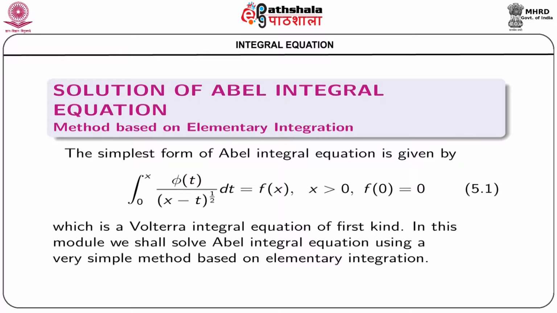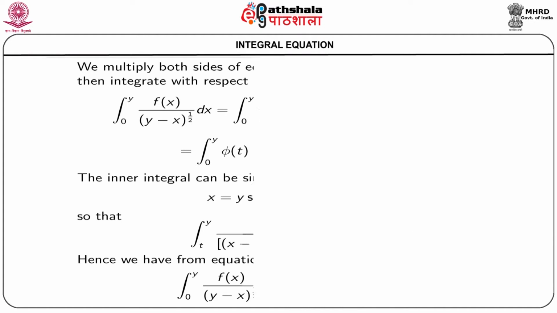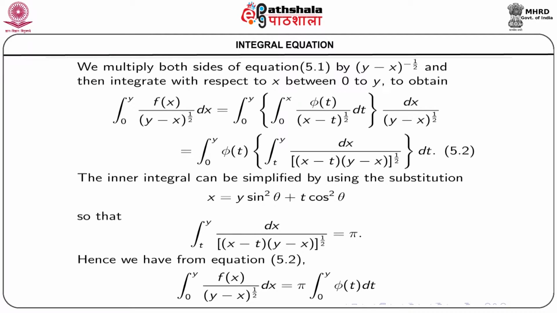We multiply equation 5.1 by the function (y minus x) to the power minus half and integrate with respect to x between 0 to y to obtain integral 0 to y f(x) divided by (y minus x) to the power half dx, that is equal to integral 0 to y integral 0 to x phi(t) dt divided by root over (x minus t) root over (y minus x) dx.